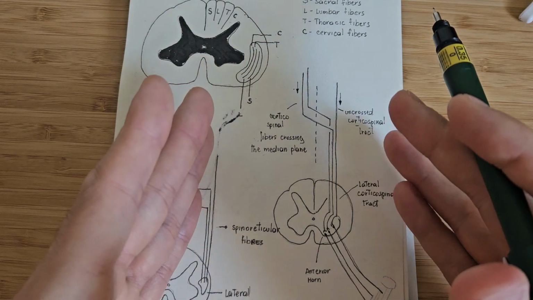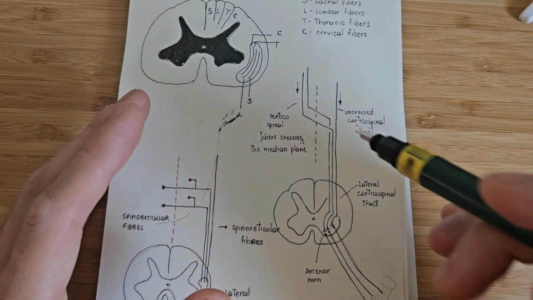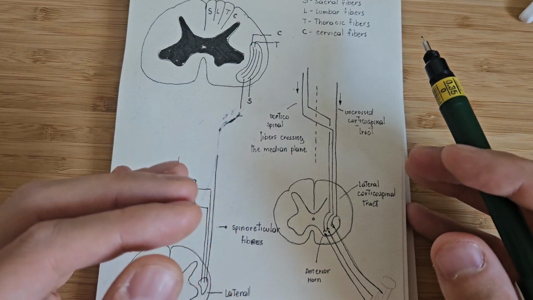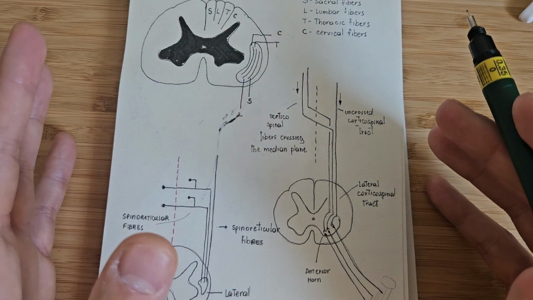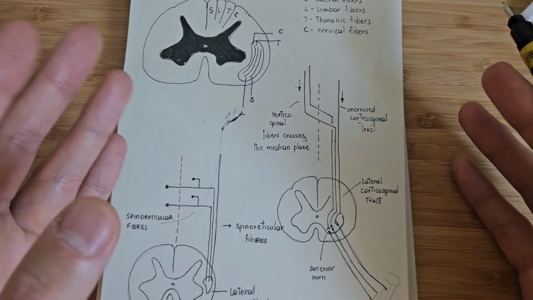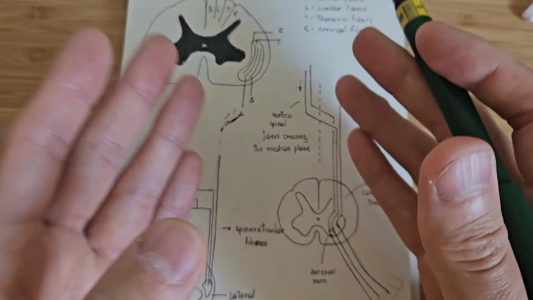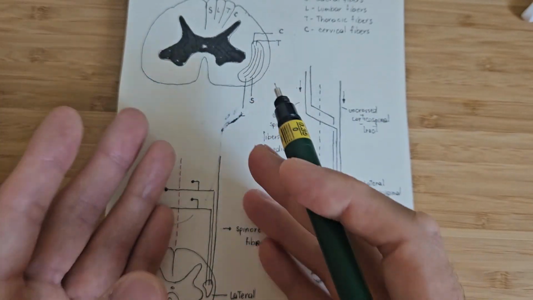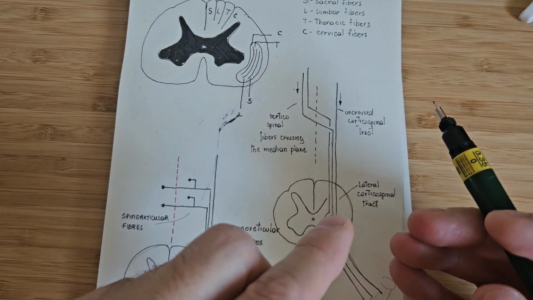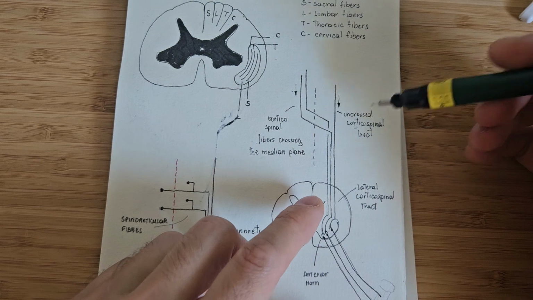Now, when these fibers are damaged, it can result in contralateral hemiplegia or weakness, depending on the extent of the injury. For example, a stroke affecting the left hemisphere may lead to paralysis or weakness on the right side of the body.